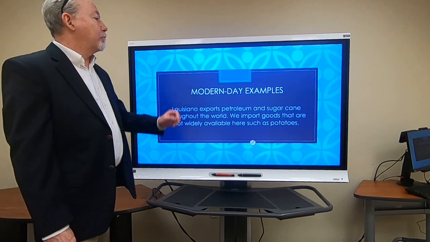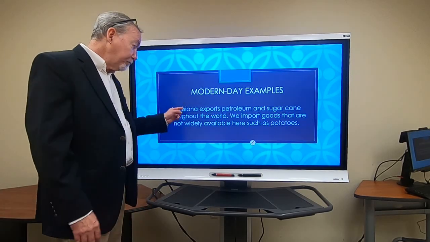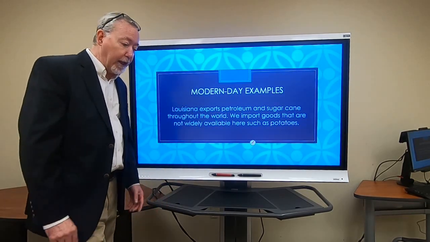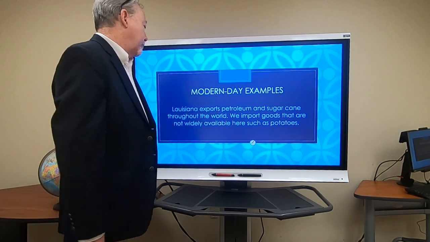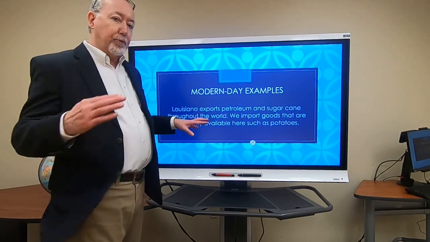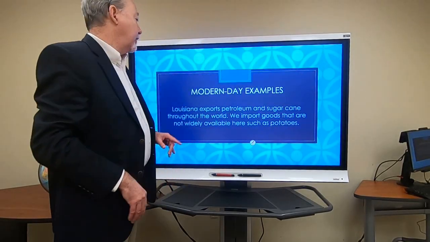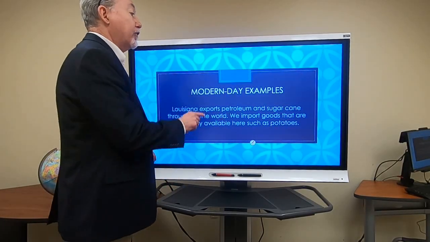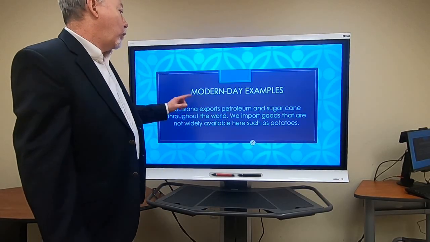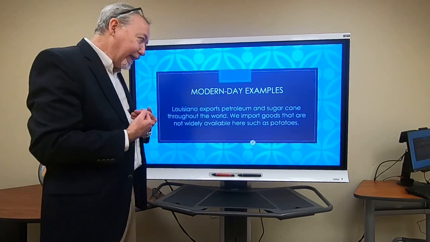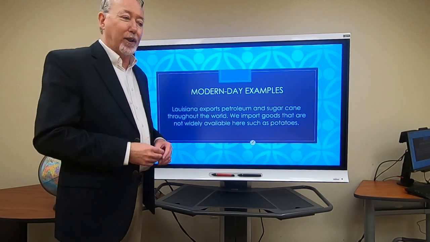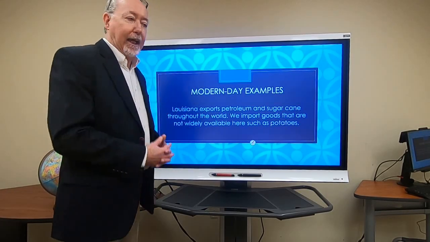Let's take a look. Here are modern day examples of trade. Louisiana exports petroleum. If you don't know, petroleum is a fancy way of saying oil and gas. Also, we mentioned sugarcane and rice earlier. We export, that means we send off tons of petroleum, tons of sugarcane. We send off tons of rice to China. We just mentioned that. We import, that means we bring in other goods that are hard to grow here in the United States of America, or maybe they just aren't as available as the other things.